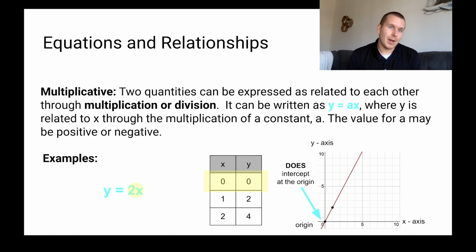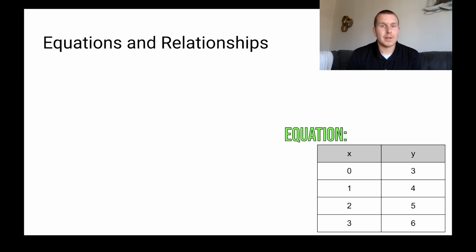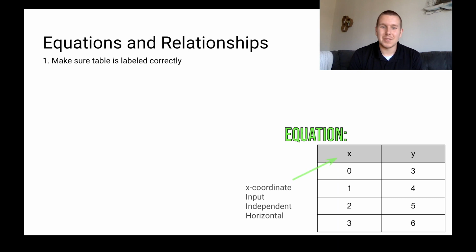Let's talk about how we can find equations through tables. We have a table over here, and we're going to try to find the equation. This is a lot like finding tables and rules; we're just going to write it in a fancier way. Step 1, make sure the table is labeled correctly, like we did last time. X coordinate, input, independent, and horizontal. Remember those words. They are very important. With the y values, we can call them y coordinates, output, dependent, or vertical.